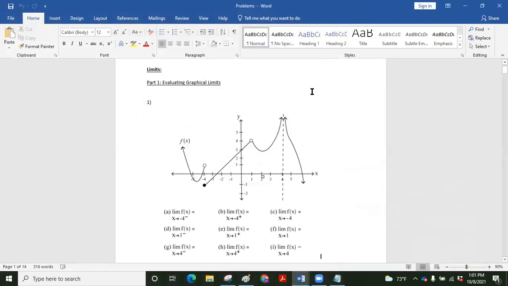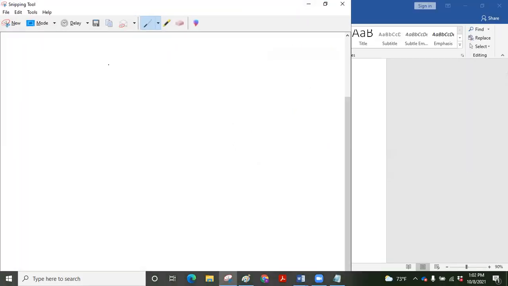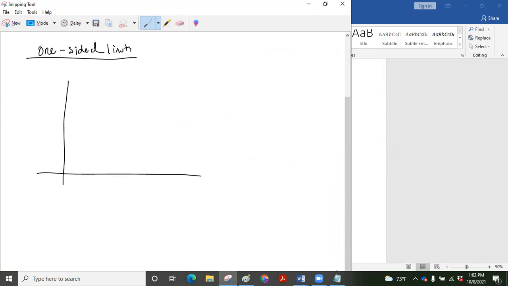So another thing that I'm going to cover here is a brief overview of one-sided limits. The basic idea here is that essentially what we've been doing so far is we're used to seeing something like this, right? And you're used to being asked something like the limit as x approaches 3 of f of x, right? This is what we're used to being asked.